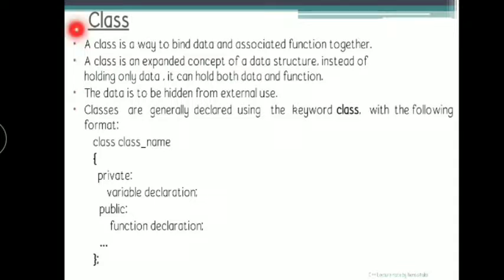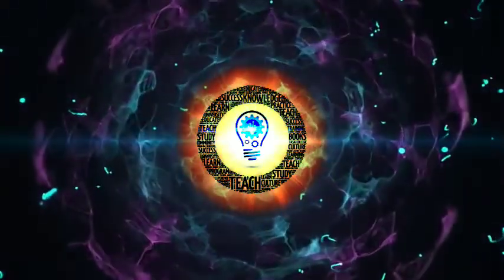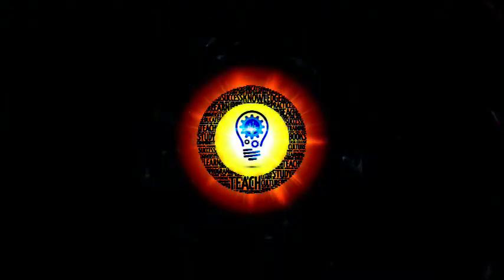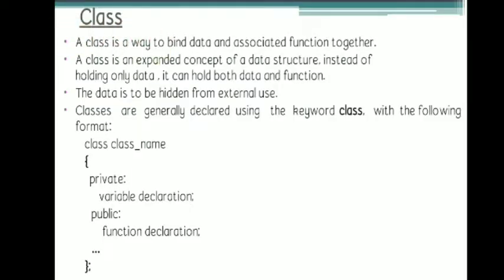In this session we are going to see what is class and object. What is class and object? These are two basic concepts in C++. If you know clearly about this, you can write programs easily.